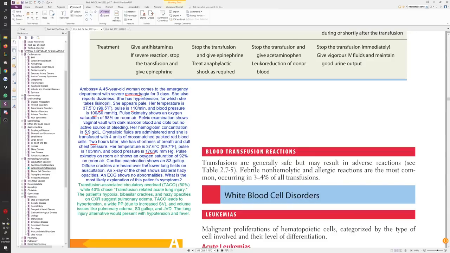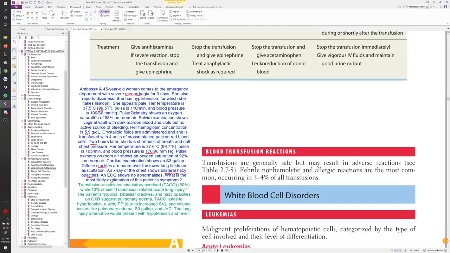Diffuse crackles are heard over the lower lung fields on auscultation. So they do hear crackles, but only over the lower lung fields, which makes you kind of think it might actually be cardiogenic. An X-ray of the chest shows bilateral hazy opacities. An ECG shows abnormalities. What is the most likely explanation of this patient's symptoms? So the X-ray, even bilateral hazy opacities, is also trying to confuse you into thinking transfusion-related acute lung injury. Right? So as you can see, there were two answer choices.